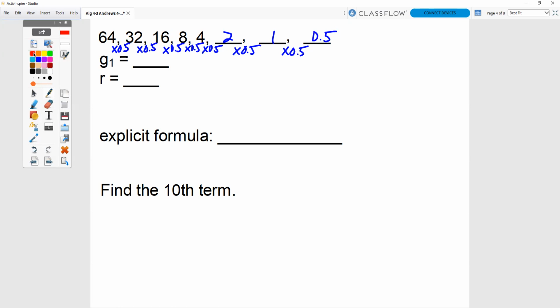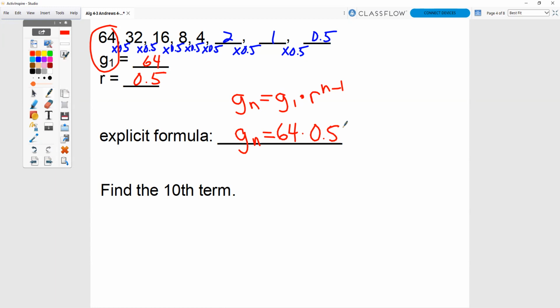So our G sub 1 is our first term. That's going to be 64. Our common ratio is 0.5. Again, be careful. You're not doing 2. Yes, we're dividing by 2, but it's what you multiply by each time. The explicit formula. This is the last time that I'm going to write the whole generic thing. G sub n equals your G sub 1 times your common ratio to the n minus 1 power. So the term that we want, G sub n, equals the first term, 64, times 0.5 to the n minus 1 power. This formula right here will give you any term number that you want.